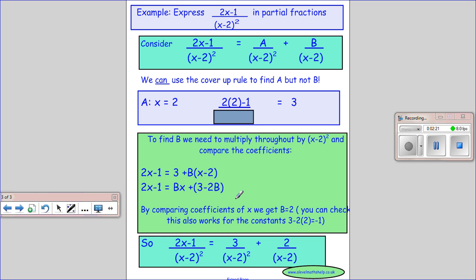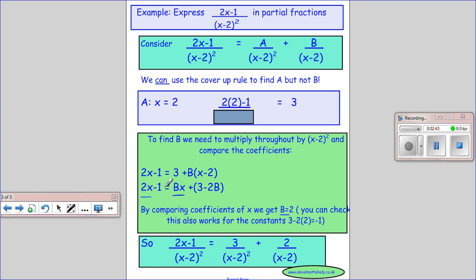Now after I've expanded it out, when I compare the coefficients, what that means is the numbers in front of the x terms, or the constant number on its own, they must be the same on both sides of the equation. So if I look here, I've got 2x, and for this to work, that must equal Bx, and my B must equal 2.